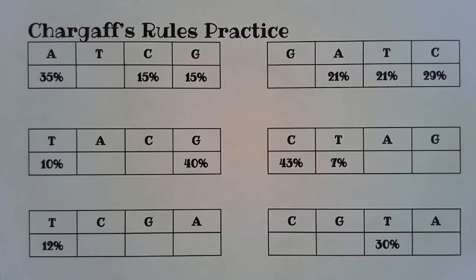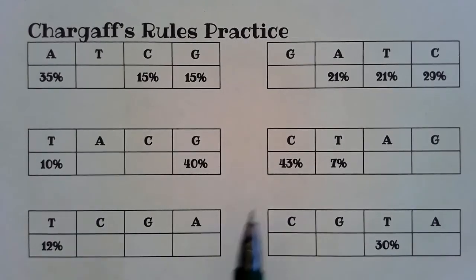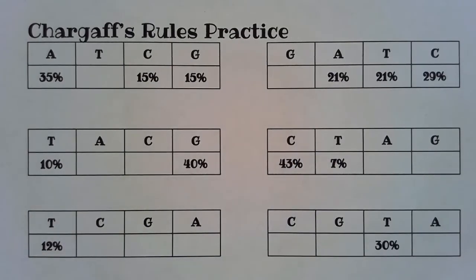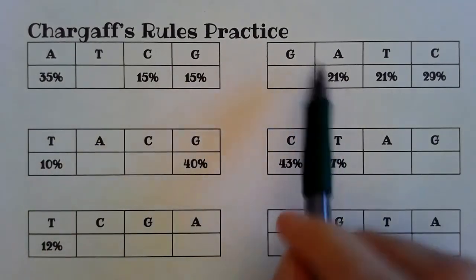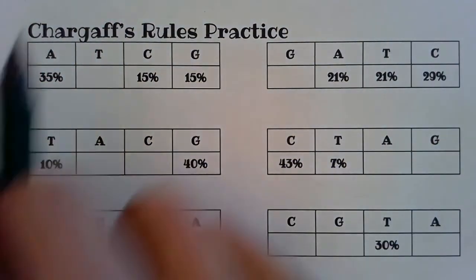Last thing we'll throw in here is some practice with Chargaff's rules. Remember, Chargaff's rules just say that A pairs with T, C pairs with G. So you may see questions like this asking you about the percentage of a DNA molecule that is one base or another. So the first ones, they kind of get a little bit more difficult as we go on.